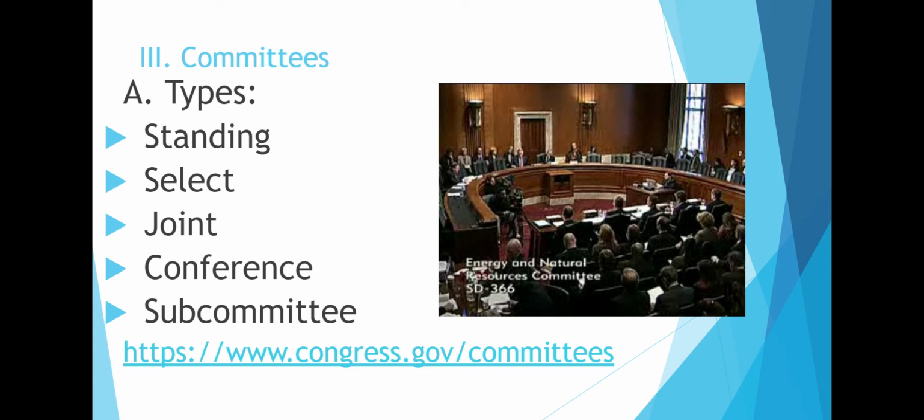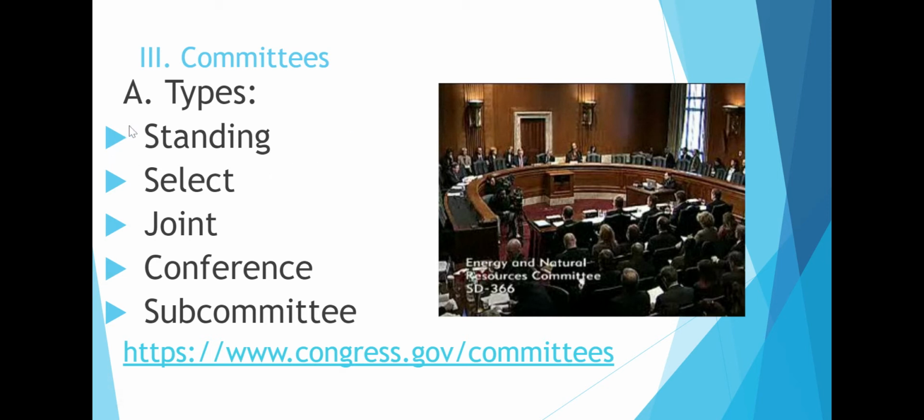Instead, they spend a lot of their time in committees. There's a few different types. The most important type to know is this first one, what's called standing committees. Standing committees are permanent, and they are made up of members of one of the two chambers. So, for example, the House Ways and Means Committee is a standing committee. It is permanent. It's made up of only members of the House.